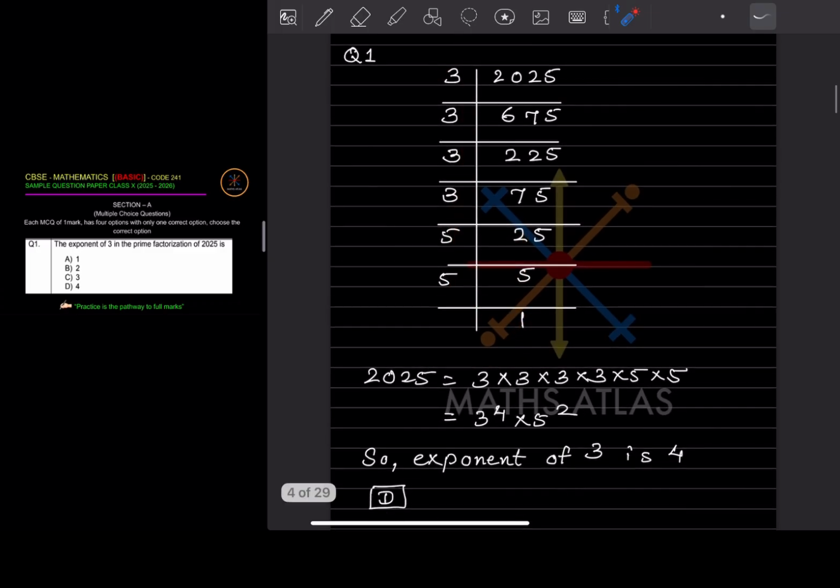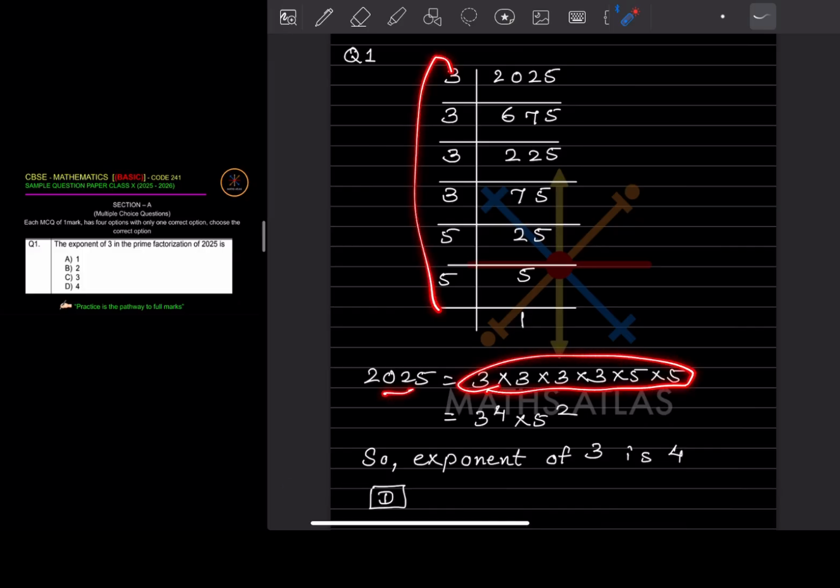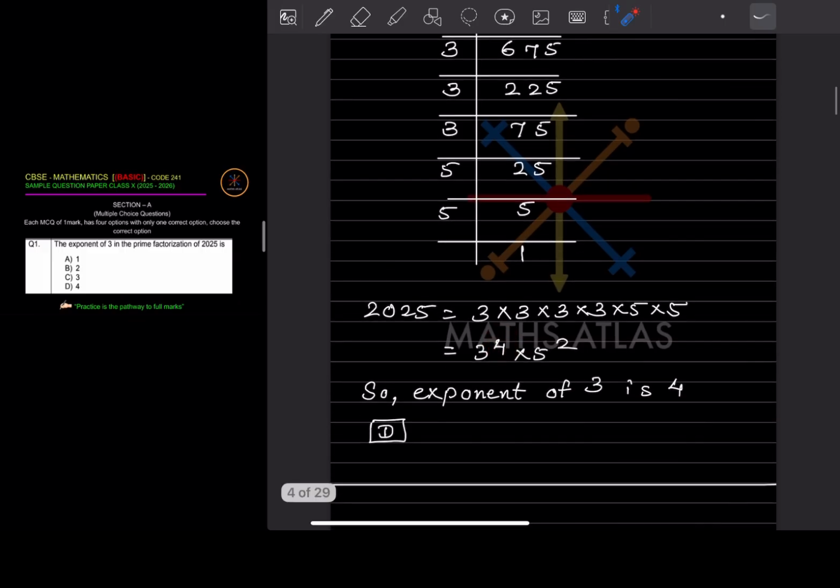Now for 2025, we write all the factors, and the same thing is written here. So this is 3 raised to 4 into 5 raised to 2. But we want the exponent of 3, so we have to concentrate here. What is the exponent of that? That is going to be 4. So the exponent of 3 is 4. So the option is D.